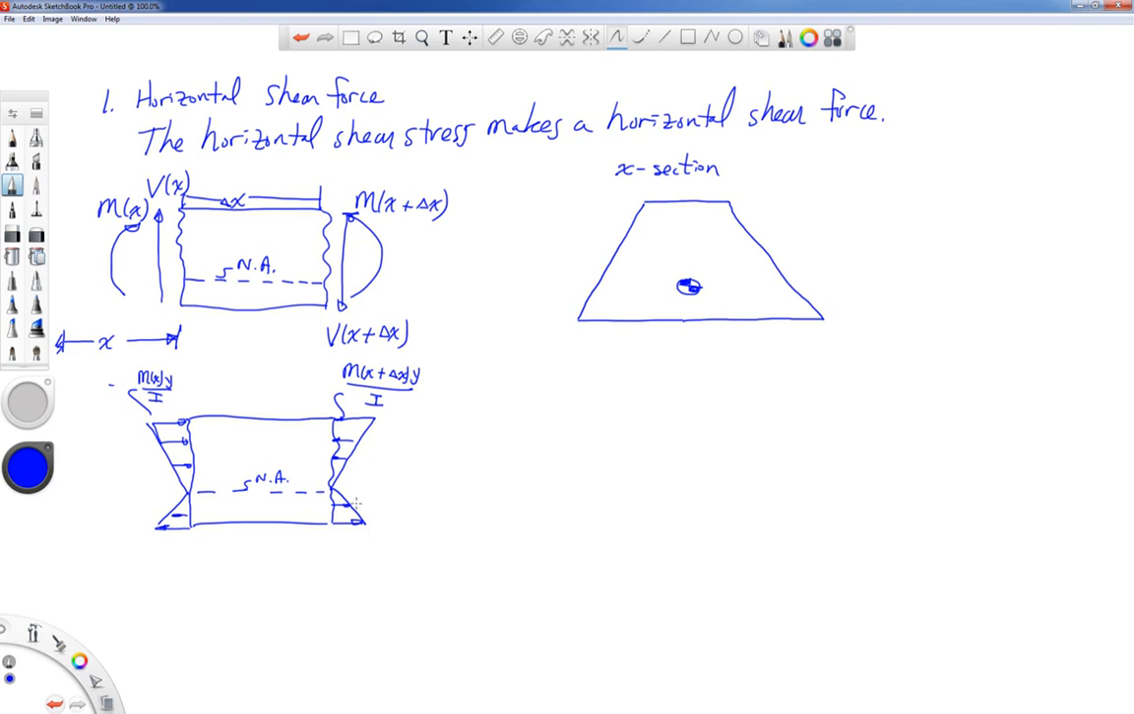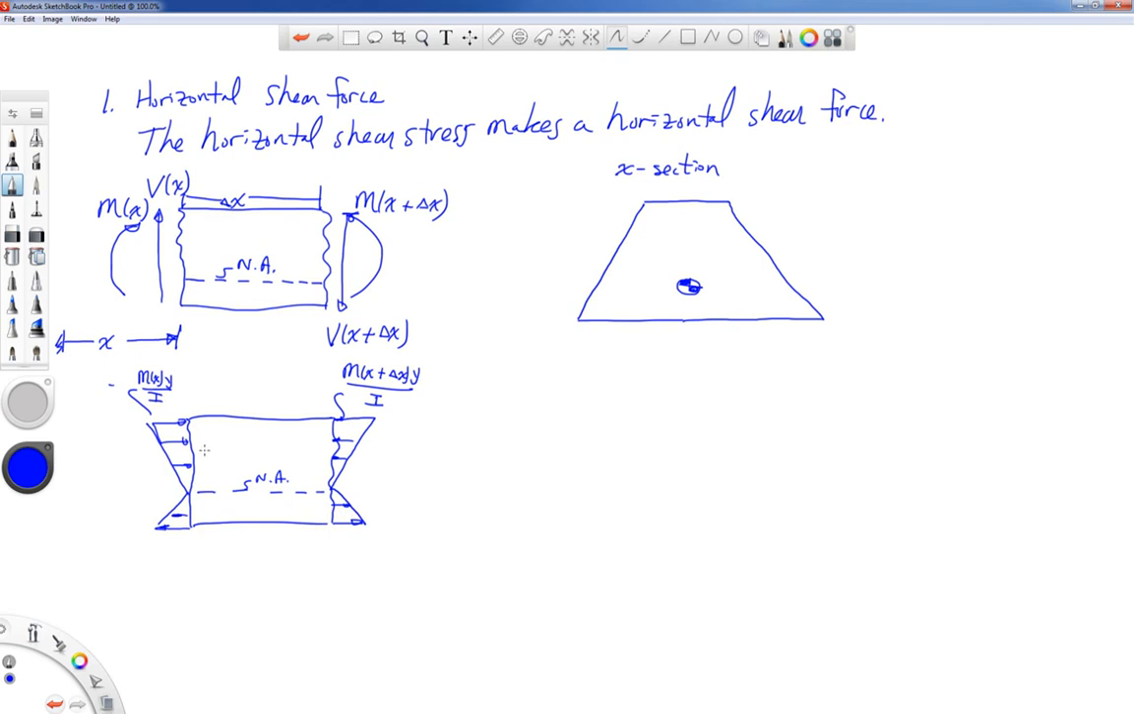Now, if there's a change in shear force, if there's a non-zero shear force in our beam along that distance delta x, we're going to have a change in bending moment from the left to the right side. In general, the bending moment on the left side and on the right side, M of x and M of x plus delta x, are not going to be the same. So this picture right now isn't in equilibrium. This is not a free body diagram.